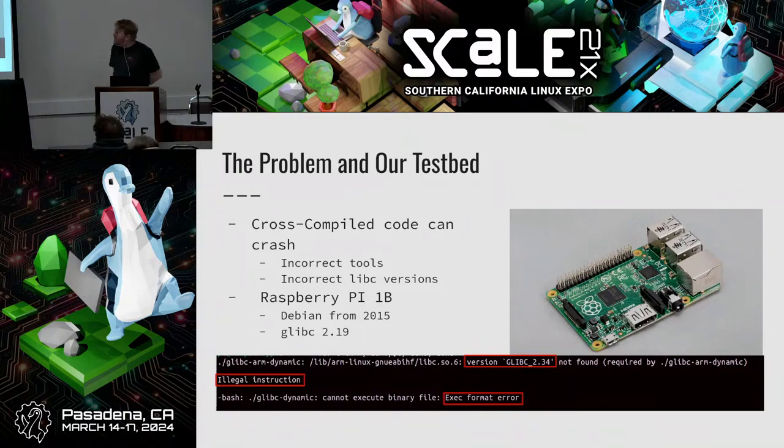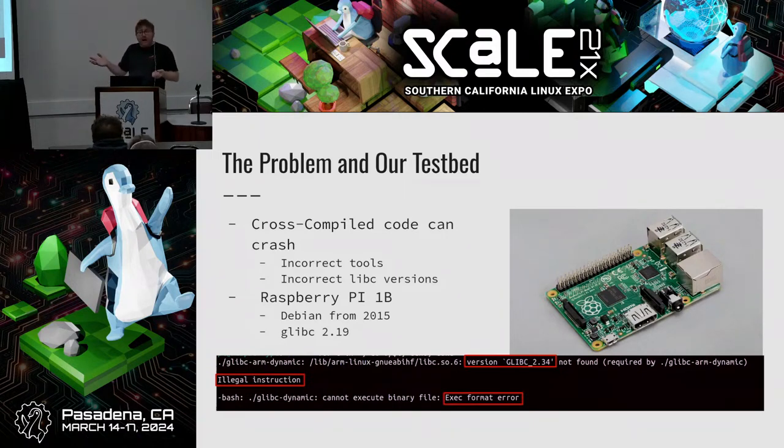A little bit about our test hardware. I'm using a Raspberry Pi 1B. I installed Debian from 2015. Why? Because it's old. And old is one of the major problems that I run into. And then finally, our glibc version is 2.19 compared to the error that you see here, 2.34. We'll dive into that a little bit more.